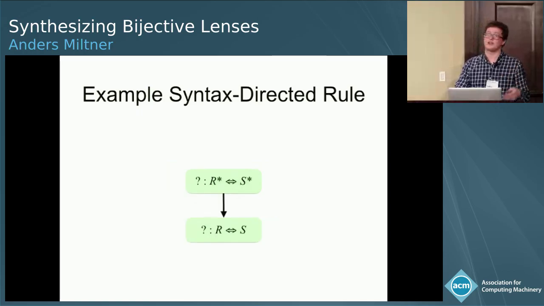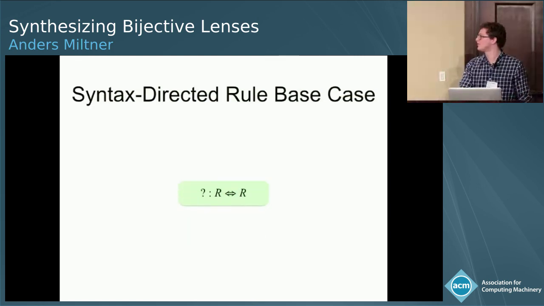We can do the same thing for swap and union. We can also do it for iteration. So if we have two pieces of iterated data, we just need to find a lens between the base portions and then iterate that lens. We've got some base cases, so let's say we are looking for a lens between R and R.